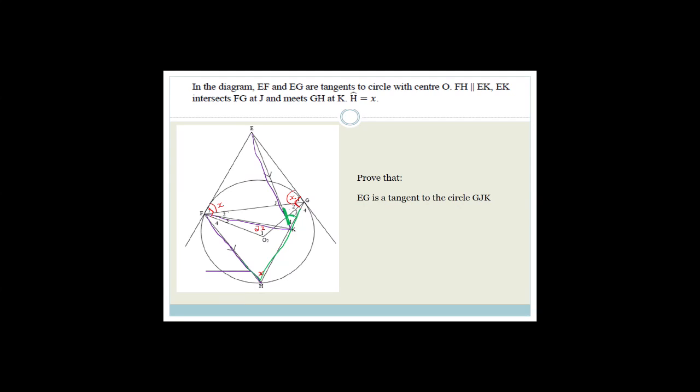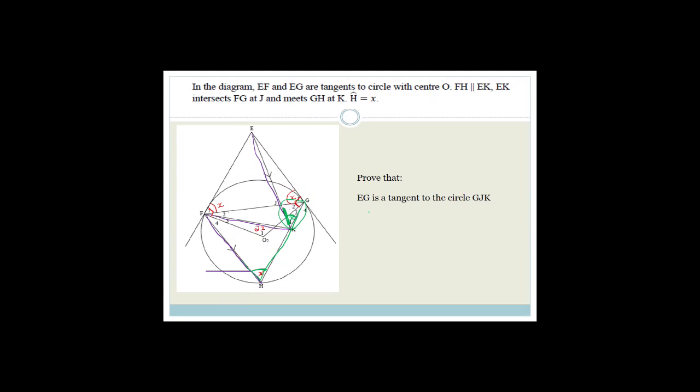So this angle here is equal to that angle there, right? So this angle is also X, and the reason for that is because these two lines are parallel. And therefore we've proven that EG is a tangent to circle GJK. And why? Because if those two are equal, but they also follow the rule of the tan chord theorem, then EG has to be a tangent.